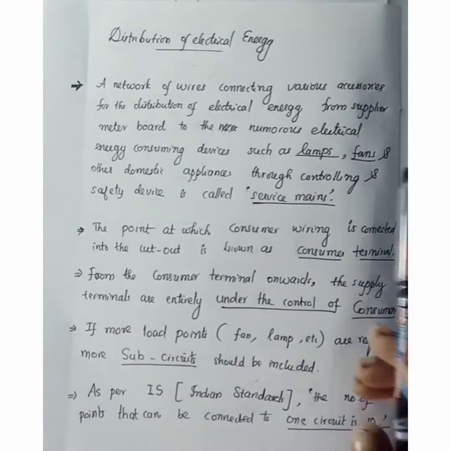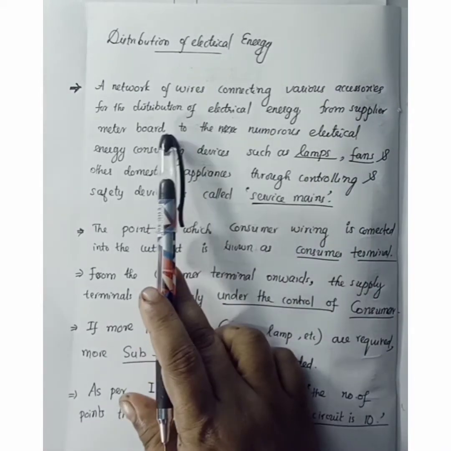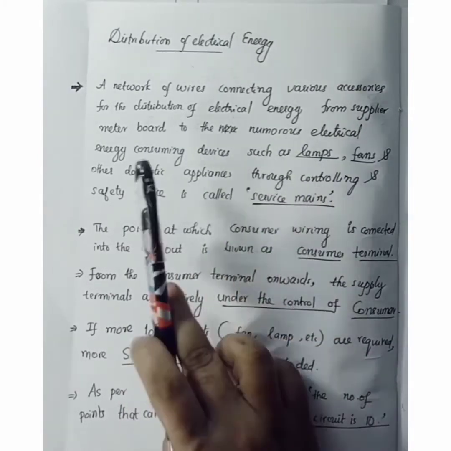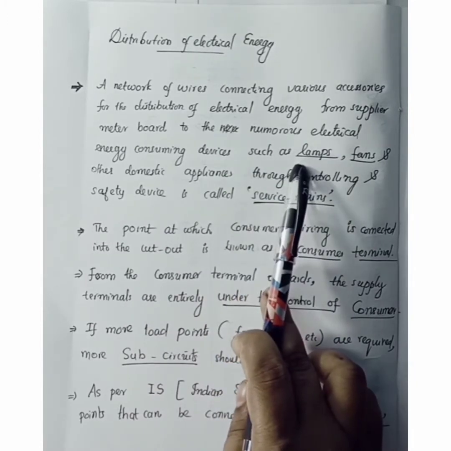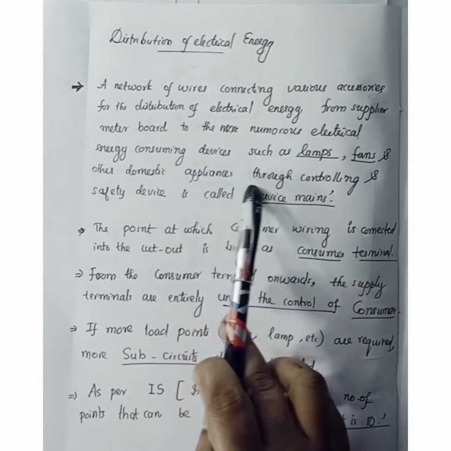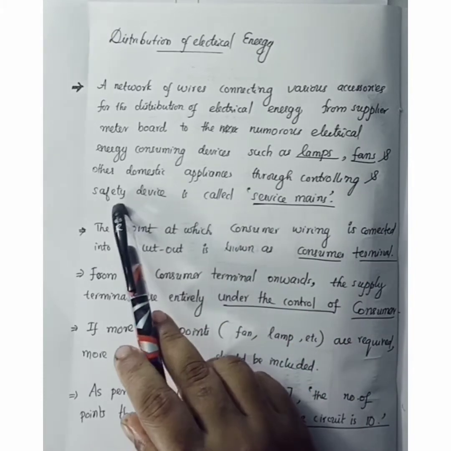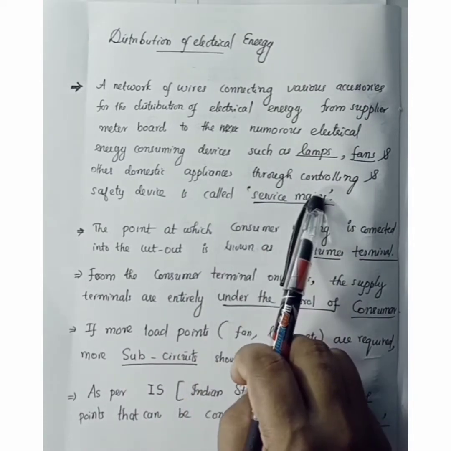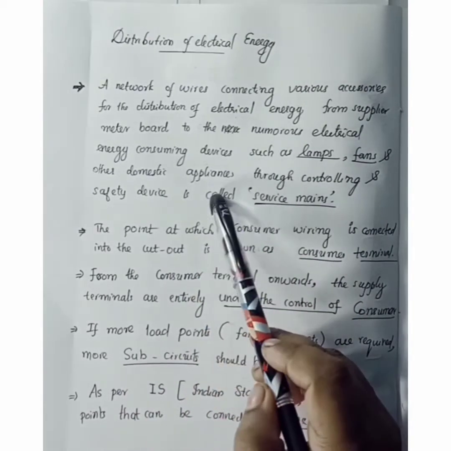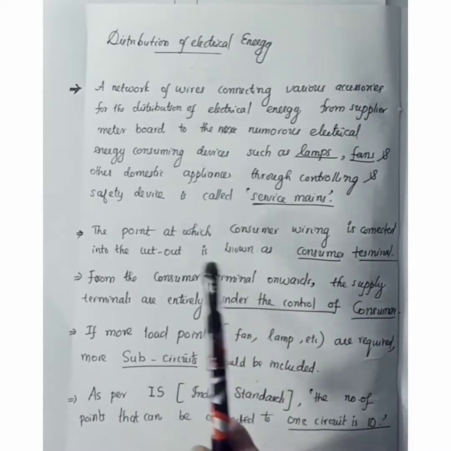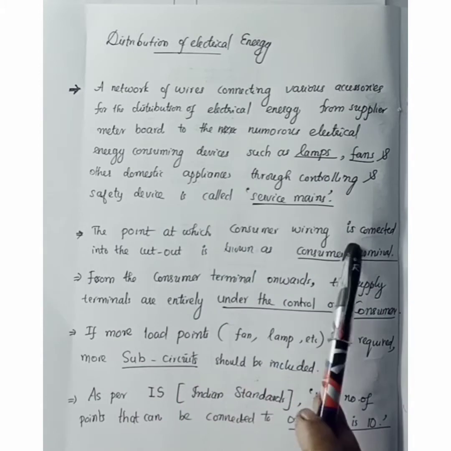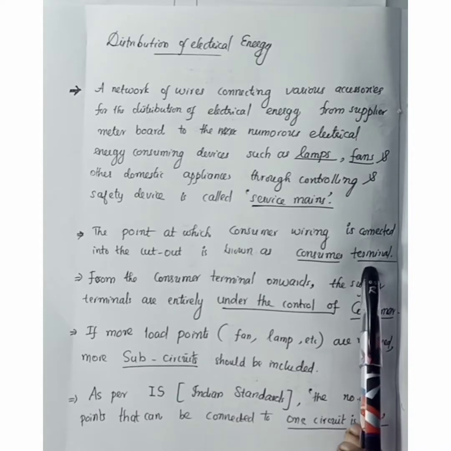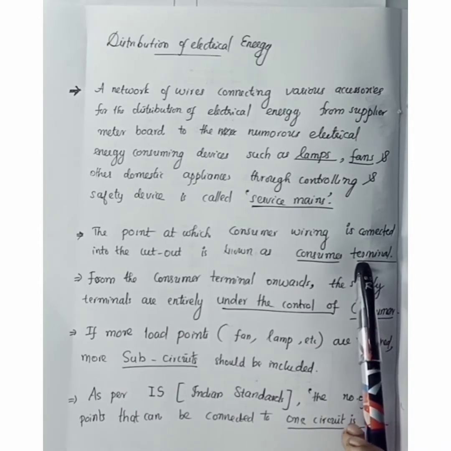A network of wires connecting various accessories for the distribution of electrical energy from the supplier meter board to the numerous electrical energy consuming devices such as lamps, fans and other domestic appliances, through controlling and safety devices, is called service mains. So the distribution of electrical energy includes the main service mains, and the point at which consumer wiring is connected to the cutout, that is a fuse, is known as consumer terminal. So these are the basic terms related to distribution of electrical energy.